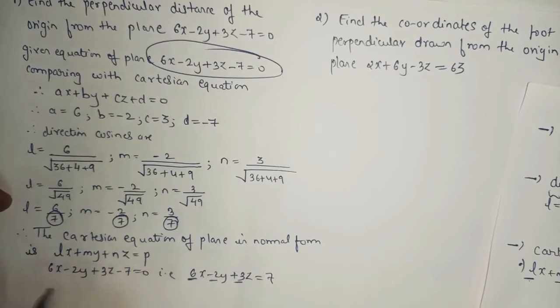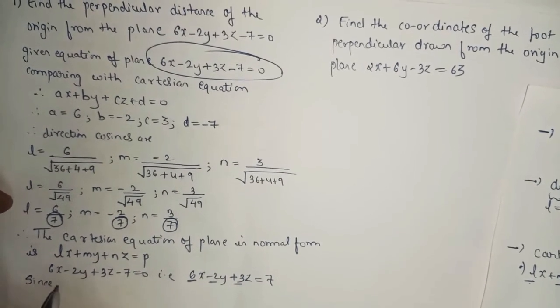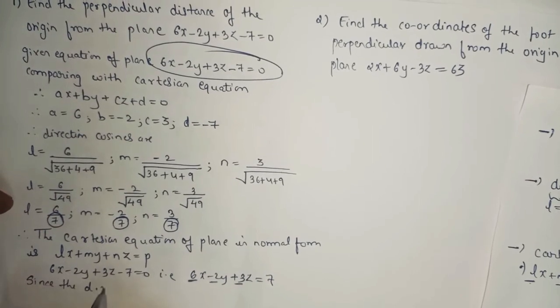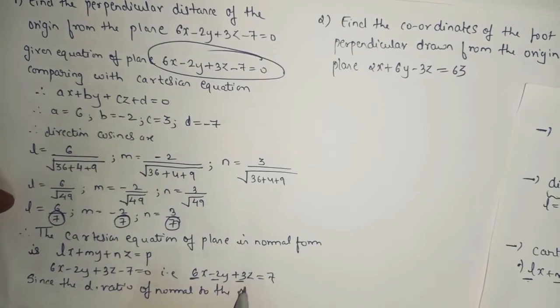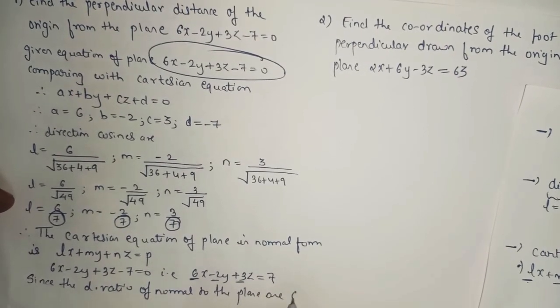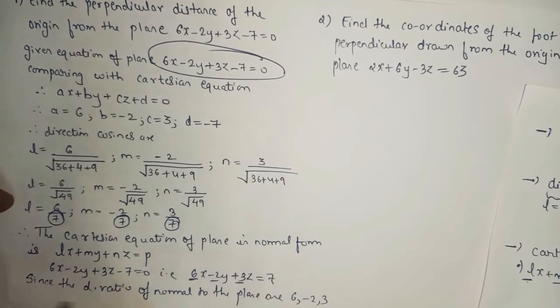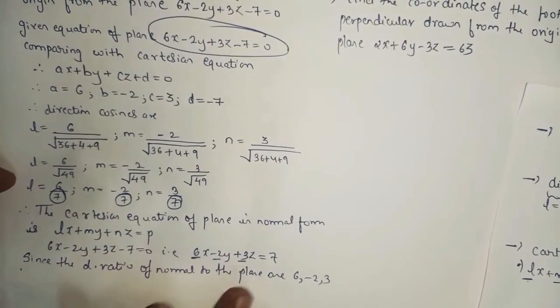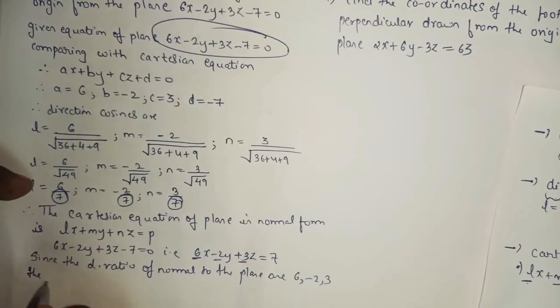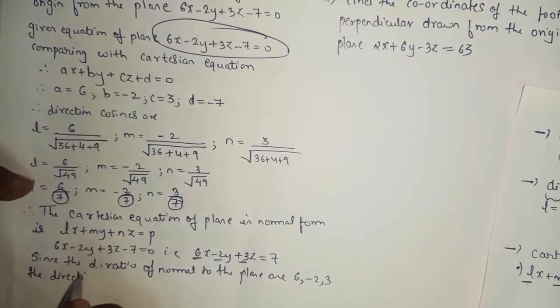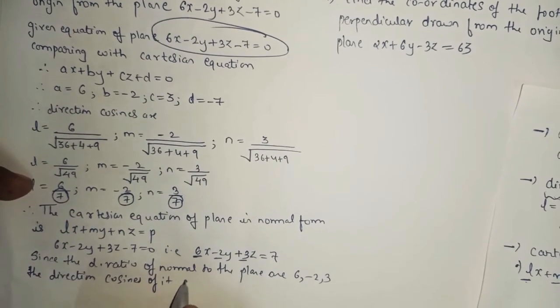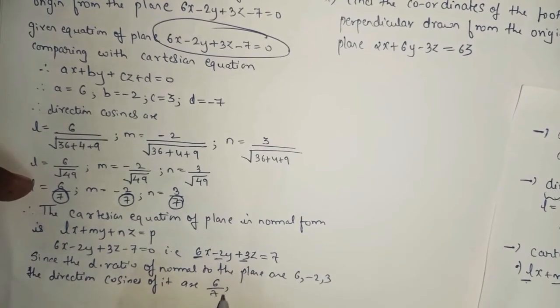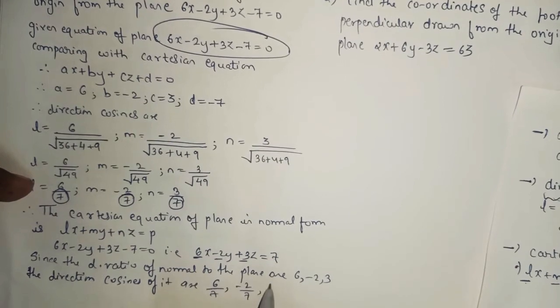Okay, because clearly we can see that the direction ratios of the normal to the plane are 6, minus 2, 3. Yes or no? So the direction cosines of it are 6 upon 7, minus 2 upon 7, and 3 upon 7.